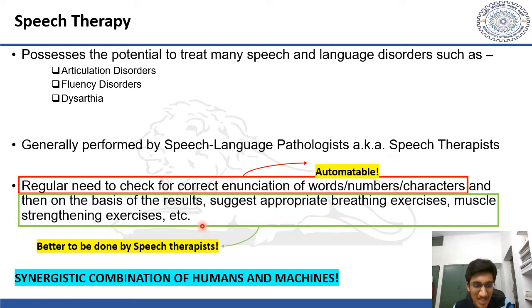This, in fact, is better to be done by speech therapists because this involves some kind of a sophisticated amount of analysis which cannot possibly be deciphered by the machines by just being trained on a small amount of data. Consequently, automating a particular process and using humans to perform a sophisticated level of that particular process can possibly lead to a synergistic combination of humans and machines which can accelerate the process of speech therapy like never before.